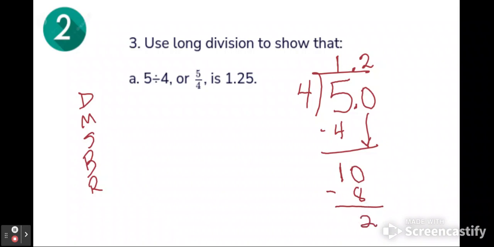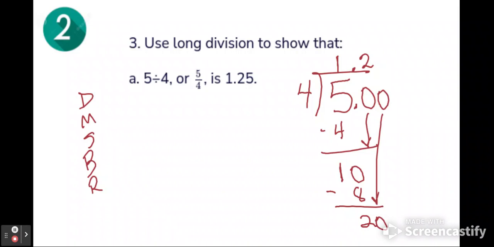Ooh, I'm still not at 0. Means I still need to have another number to bring down. Now, I've already put my decimal there, so I don't need to put another decimal. But remember, I have as many zeros after this decimal as I want. So I can add more and more and more just so that I have another digit to bring down. I'm going to bring down my second 0.